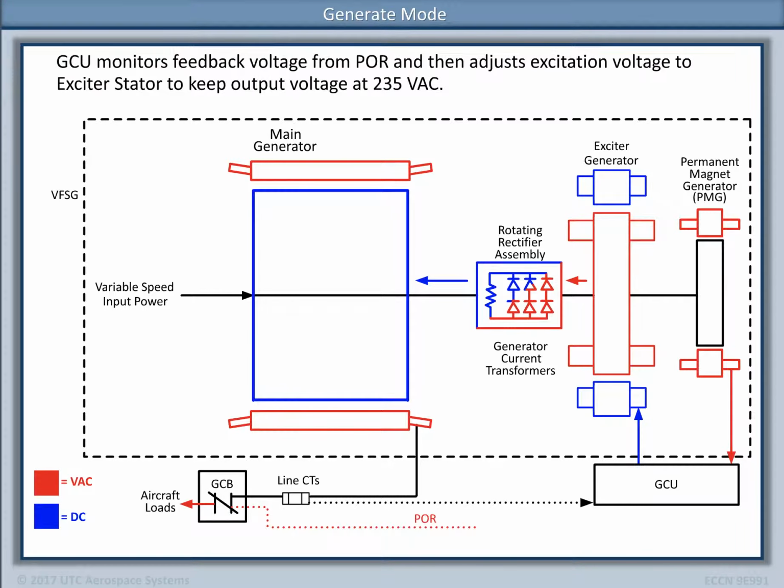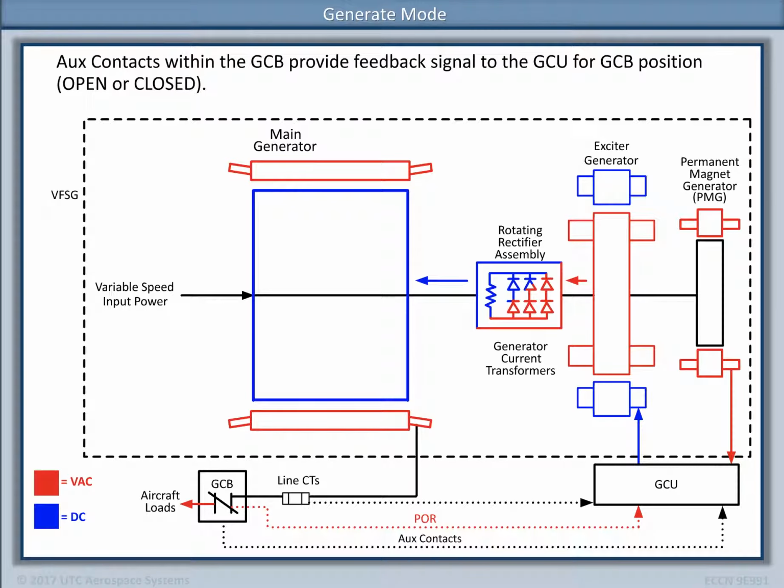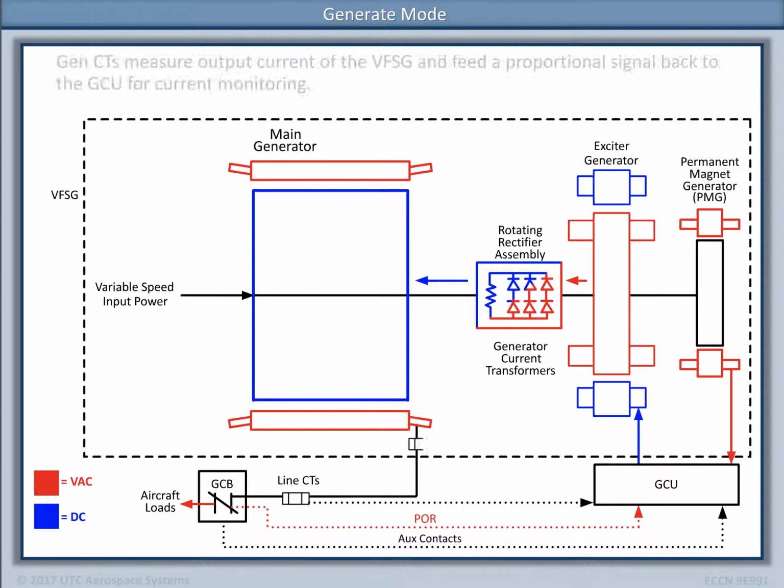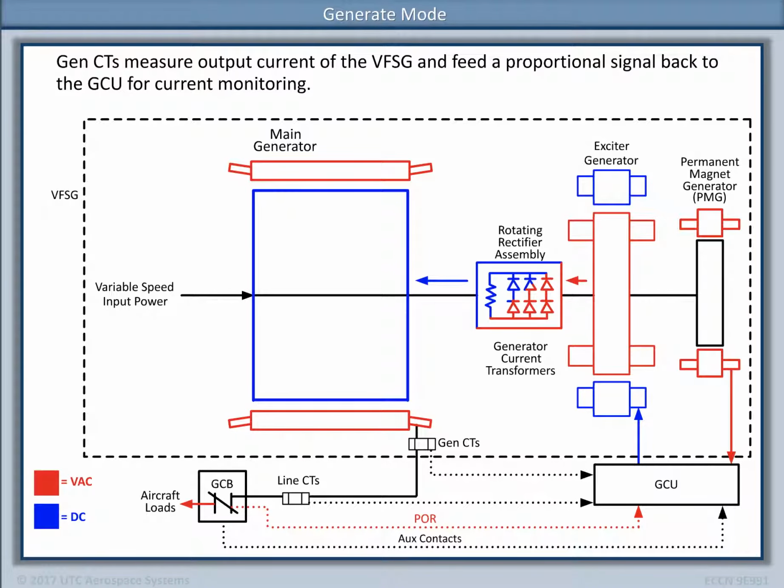The feedback voltage signal from the point of regulation is monitored by the GCU, which then adjusts the excitation voltage to the exciter stator to keep the output voltage at 235 volts AC. Auxiliary contacts within the GCB provide feedback signal to the GCU for GCB position, open or closed. Generator CTs measure output current of the VFSGs and feed a proportional signal back to the GCU for current monitoring.